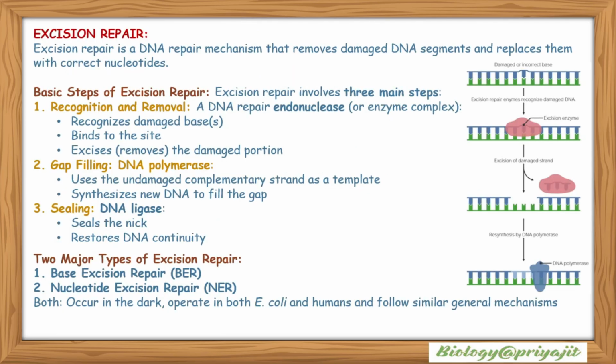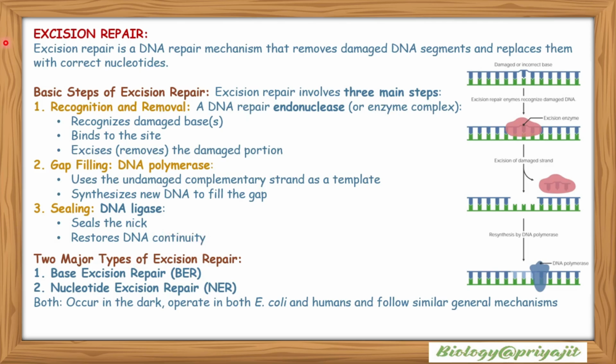Excision repair. Excision repair is a DNA repair mechanism that removes damaged DNA segments and replaces them with correct nucleotides. Basic steps of excision repair. Excision repair involves three main steps. First, recognition and removal: a DNA repair endonuclease or enzyme complex recognizes the damaged base, binds to the site, and excises or removes the damaged portion. Second, gap filling by DNA polymerase: it uses the undamaged complementary strand as a template and synthesizes new DNA to fill the gap. Third, sealing by DNA ligase: it seals the DNA and restores DNA continuity.